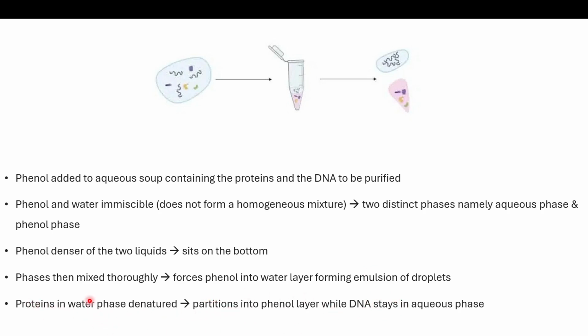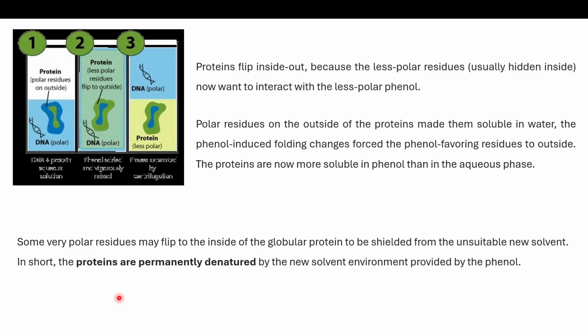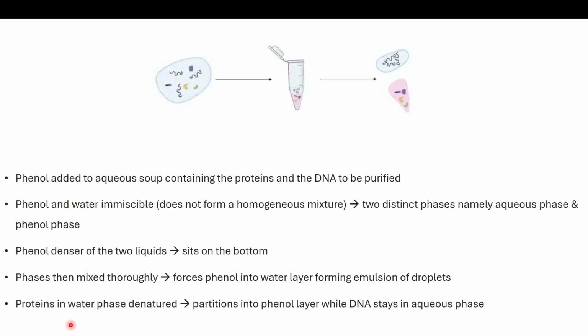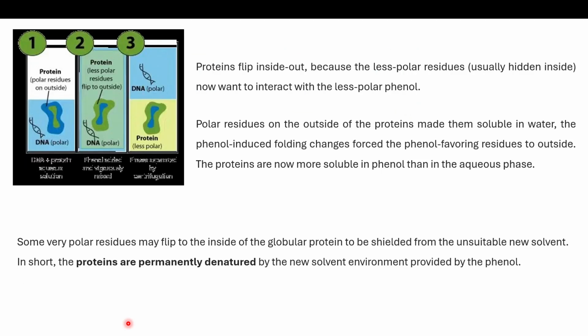Now, why are proteins getting denatured in the emulsion of droplets, and then moving into the phenol layer? There are three scenarios. One is that DNA is usually polar. It has negative phosphate groups, and it has nitrogenous bases and all those things. So DNA is polar, but protein is less polar. Now what happens is proteins flip inside out.